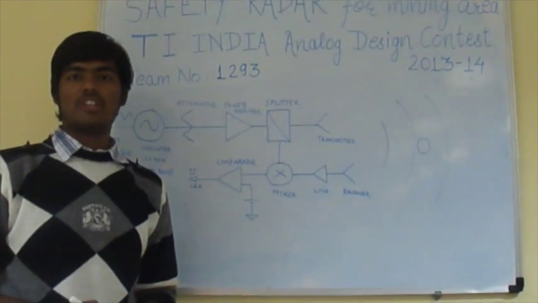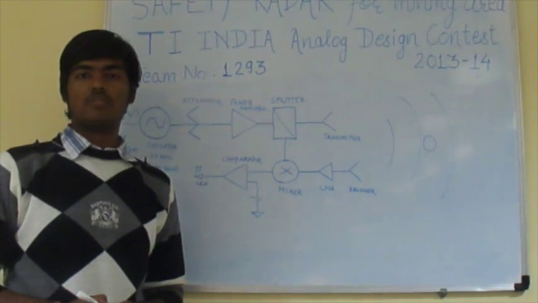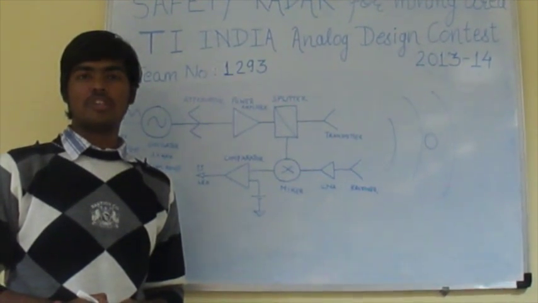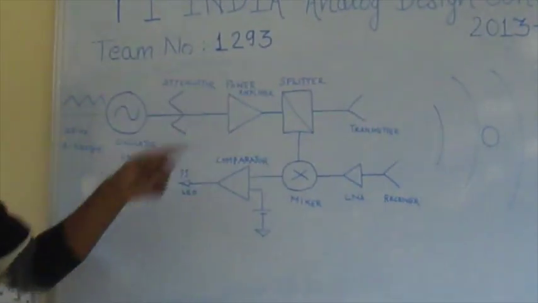According to reports, there have been many casualties in mining areas due to excavators and trucks. So we have come up with a probable solution of using radar as a detector system. This is a block diagram of our radar system.